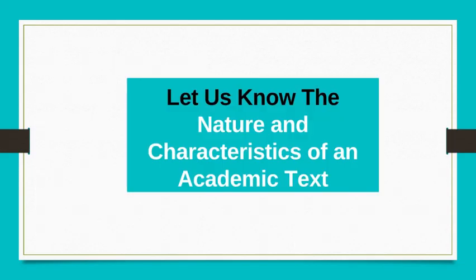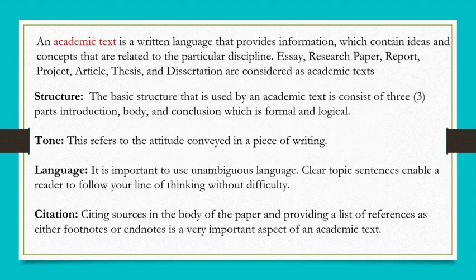Now, let us know the nature and characteristics of an academic text. So, an academic text is a written language that provides information which contains ideas and concepts that are related to a particular discipline. It could be an essay, research paper, report, project, article, thesis, and dissertation that are considered as academic texts. And academic text also has structure. Structure is the basic academic text consisting of introduction, body, and conclusion, which is formal and logical.